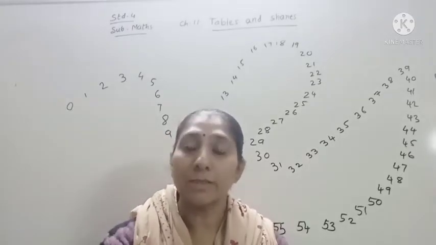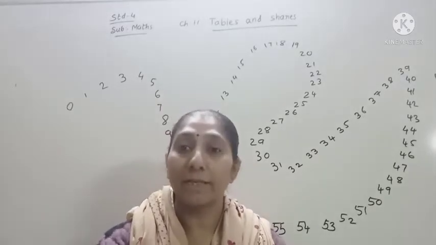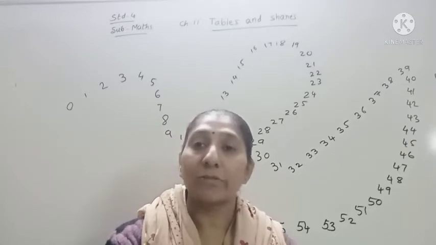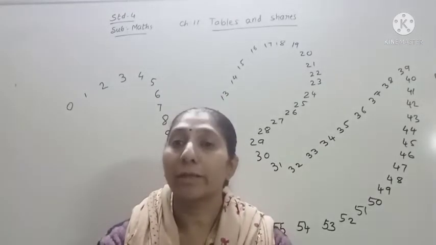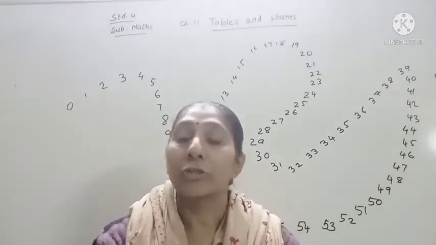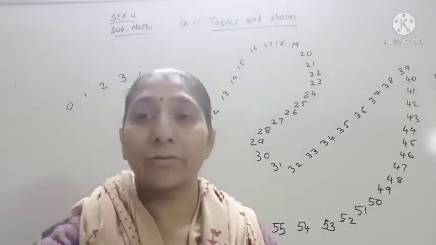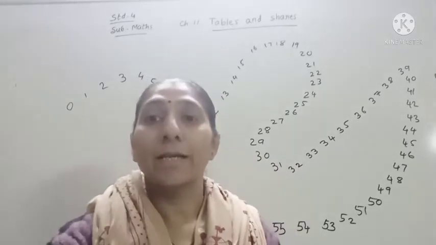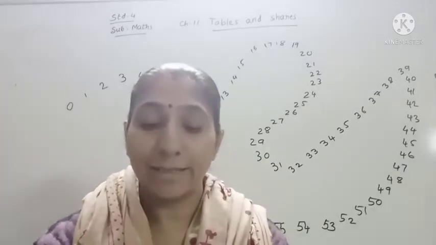Good morning students. Today we are going to continue our chapter 11, tables and shares. In the previous chapter we have learned about the addition method. Today we are going to learn about jumping animals. Do you remember you have learned about the jumping animals in standard 3? Yes, we are going to continue the same. We are going to do the same jumping animals in this chapter.